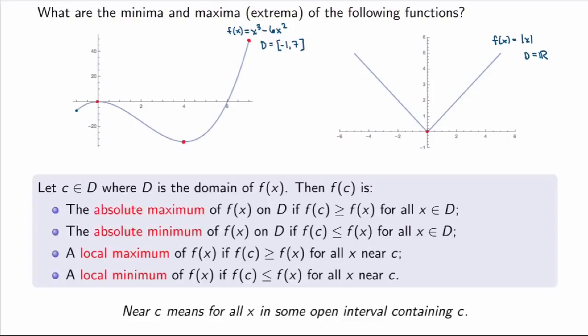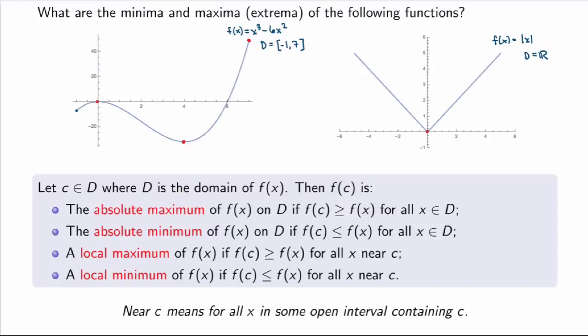All right, so let me now formalize the notion of absolute max and min and local max and min mathematically. So let c be a point in the domain of a function f, then f(c) is the absolute max of the function in this domain if f(c) is greater or equal than f(x) for all points x in the domain. And similarly, it's the absolute min if f(c) is less or equal than f(x) for all x in the domain.